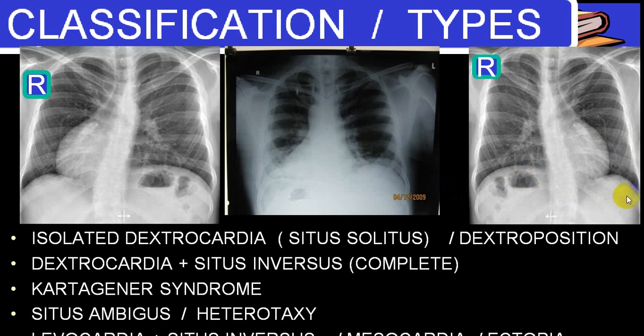And this is situs inversus. This has to be here, instead of that, it is on the right side. So the gastric bubble is on the right side, so the stomach is on the right side. That is situs inversus, and there is levocardia. So levocardia with situs inversus. These are some of the malpositions of the heart.